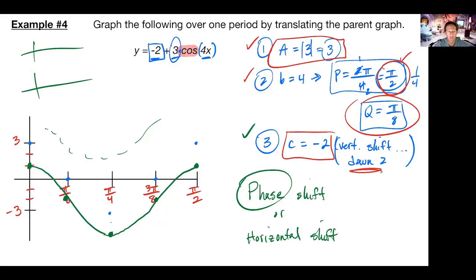Okay, so keep working at this. Hopefully you're getting the hang of it. We're on the 4th example. Let's see what the 5th one brings.